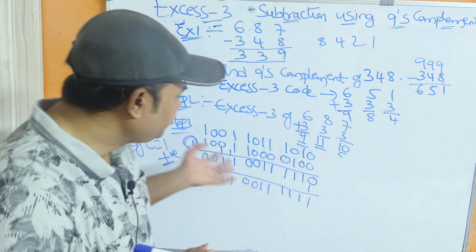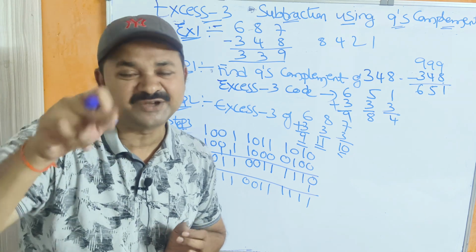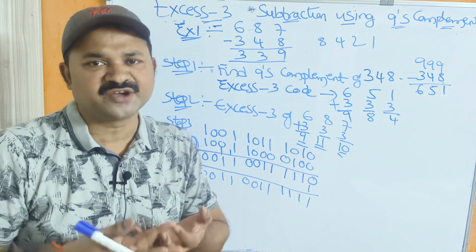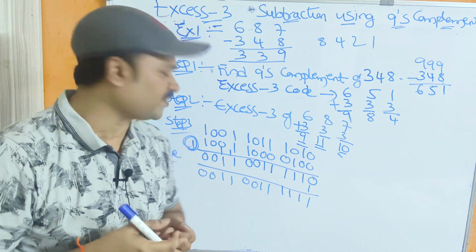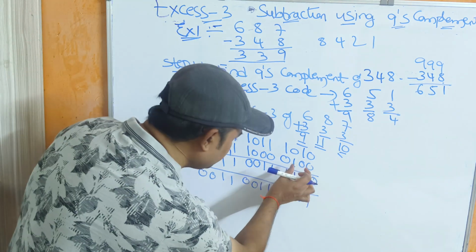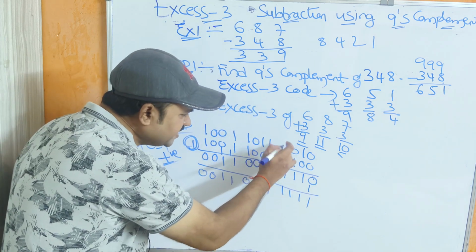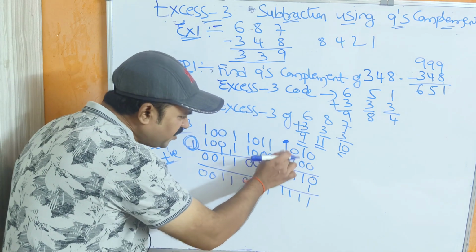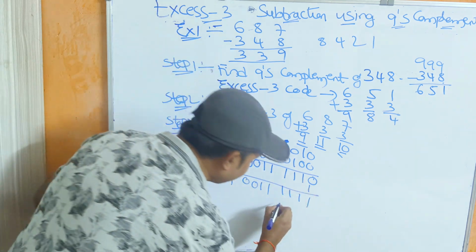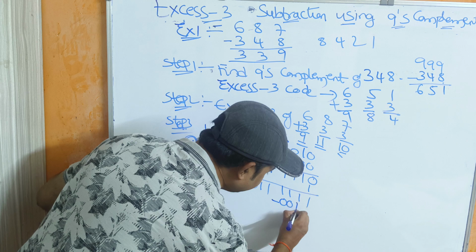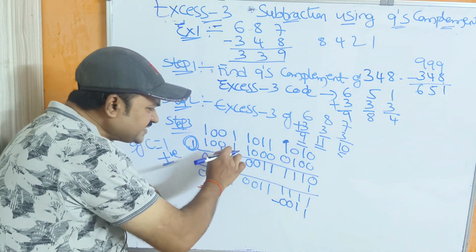Next, if a group generates a carry, then we have to add 3 to the group. If a group doesn't generate a carry, then we have to subtract 3 from the group. If you see, this group doesn't generate any carry, meaning the most significant bit of the group doesn't generate a carry, so we have to subtract 3 from it. Whereas this group generates a carry.